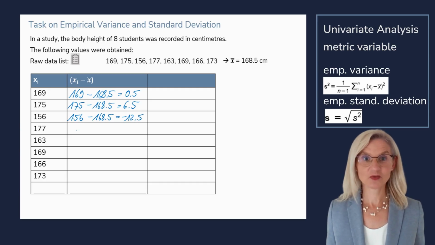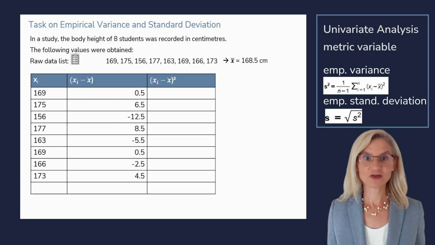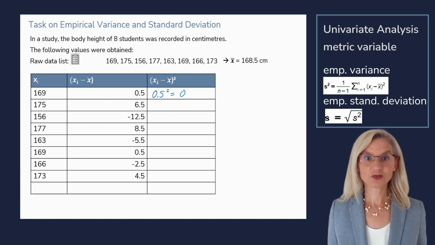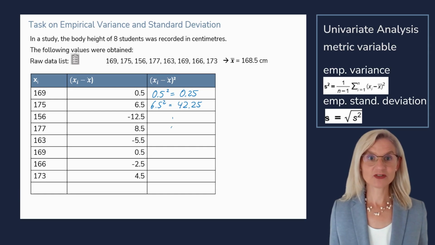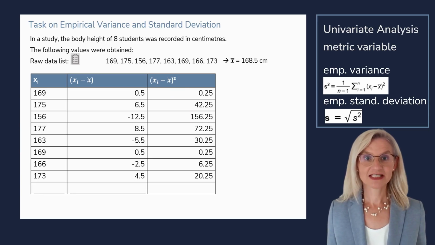In the third column, square each of those deviations. That means 0.5 squared equals 0.25. 6.5 squared equals 42.25, and so forth for every entry. Once you have squared all the deviations, sum the values in the third column. In this example, the total is 328.